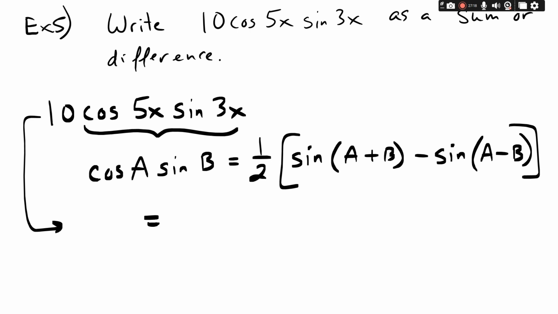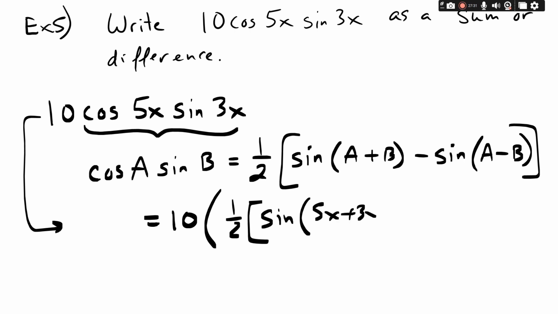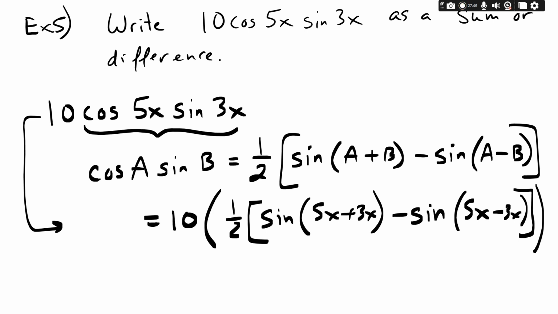So careful with the 10 in front. So I got a 10 in front as a multiplier over this whole entire thing, right? So I got 1/2, got the sine of 5x plus 3x. I got that one right there, minus the sine of 5x minus 3x. Okay. And let's simplify this as much as we can. So the first thing I'm going to do is that 1/2 and 10. 10 is 5. It's easy enough there.